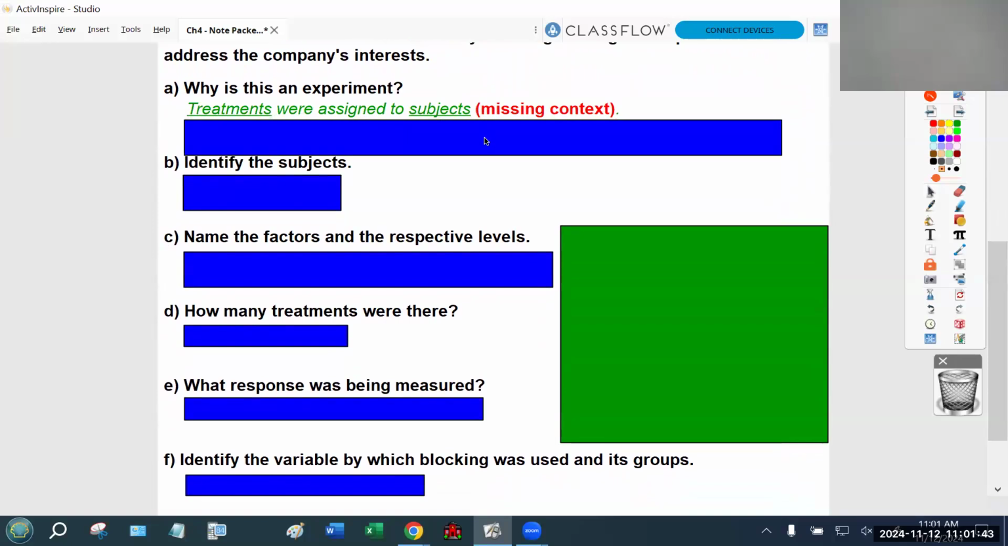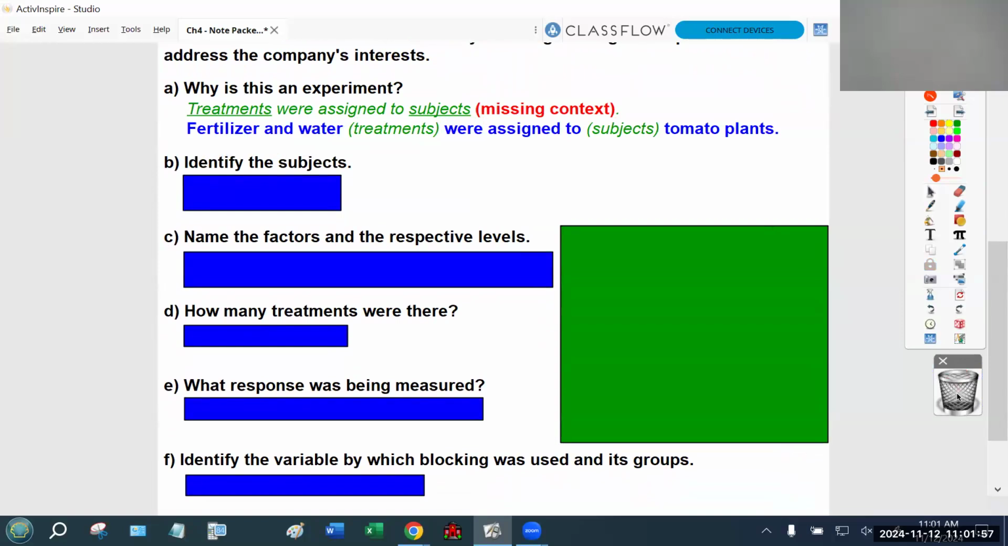Again, if you give me a textbook definition, that's a great answer, but it's not full credit because it's completely devoid of context. So instead of using words like treatments and subjects, while yes, these are words you should know the meaning of, it is better to say things like fertilizer and water, because those are the treatments, were assigned to tomato plants, because those are the subjects. When you're identifying the subjects, I would urge you to not just write tomato plants.